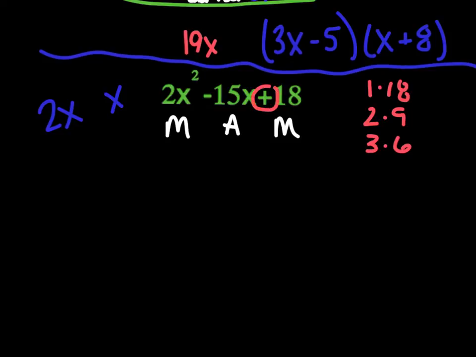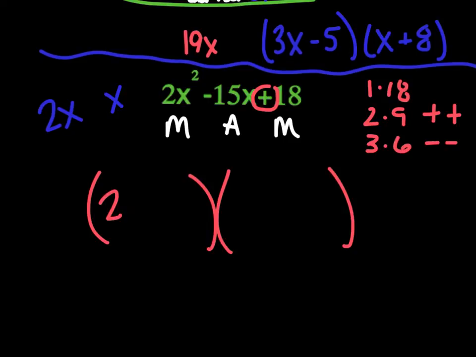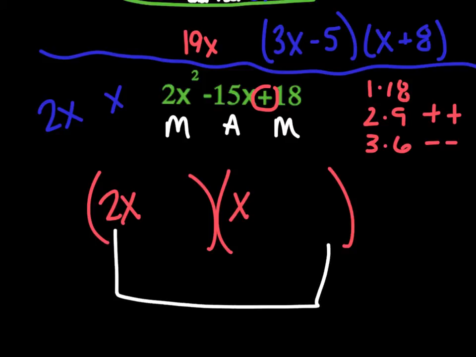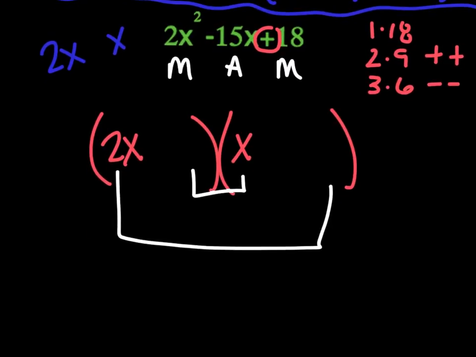I have to multiply to a positive, which means the signs have to either both be positive or both be negative. They have to be the same. Alright, so let's get her set up. I know I have to go 2x and x, and the next step you should be doing, don't skip it, is drawing the boxes. One to the outers, one to the inners. And underneath that, I'm going to say my outers and inners have to add to negative 15x. Alright, who should we try first?